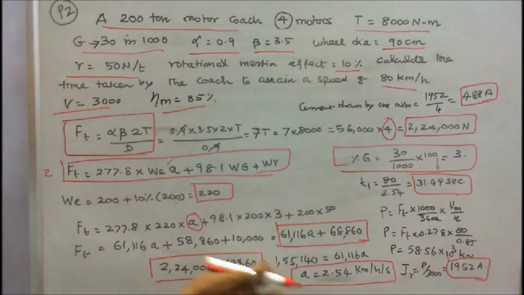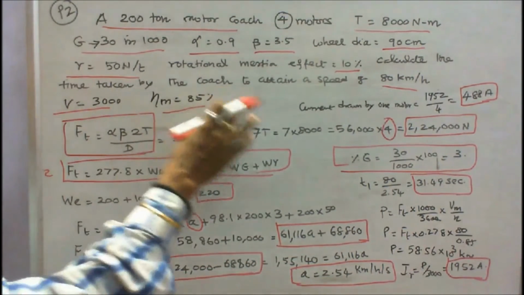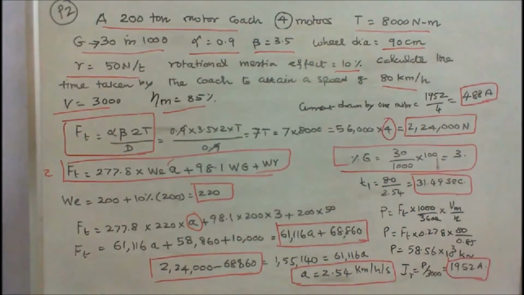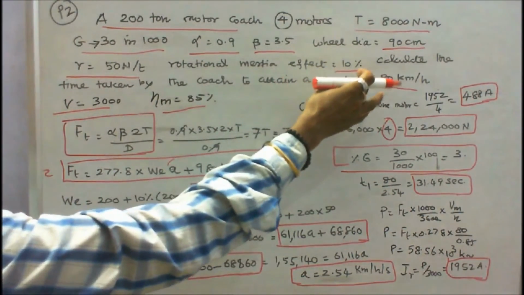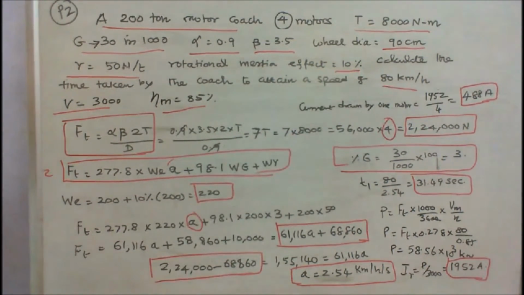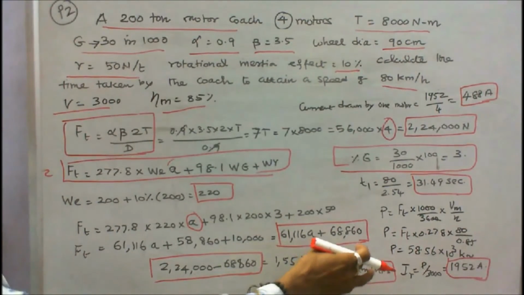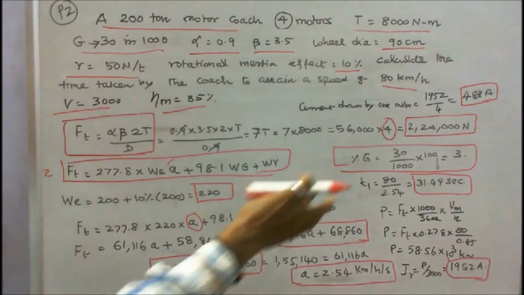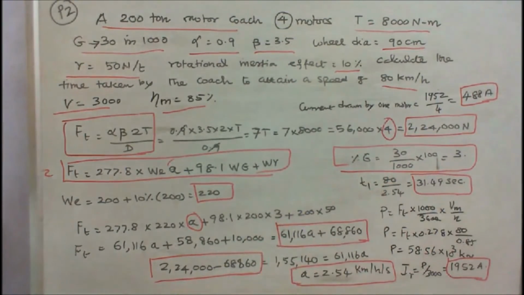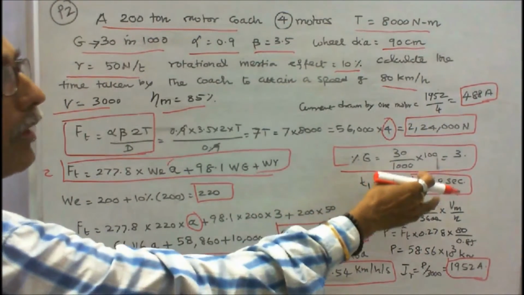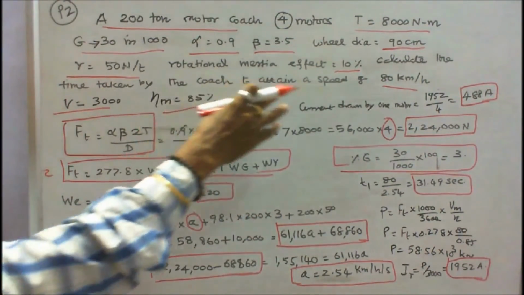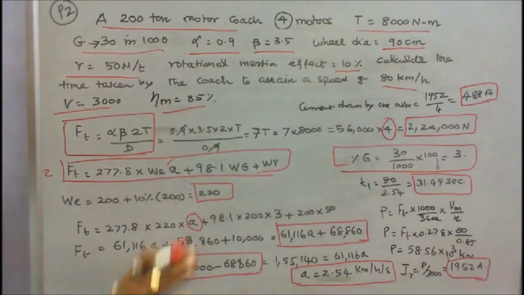Now we know the acceleration A. Therefore, time T is equal to Vm by A. Here Vm is 80 km per hour and A is 2.54 km per hour per second. Therefore, 80 divided by 2.54 is equal to 31.49 seconds to attain a speed of 80 km per hour. First question is over.